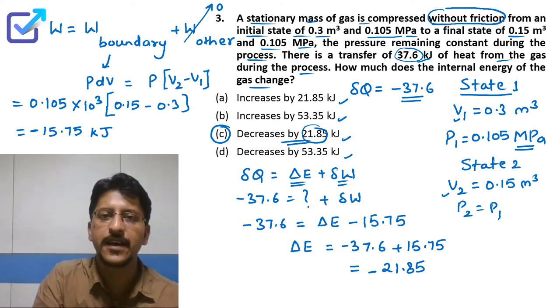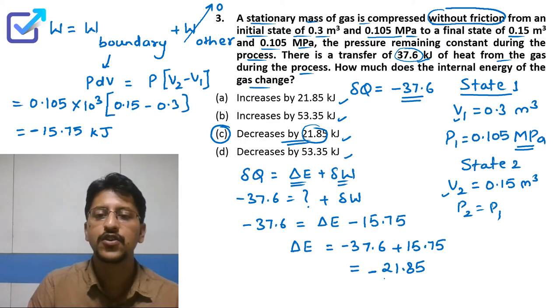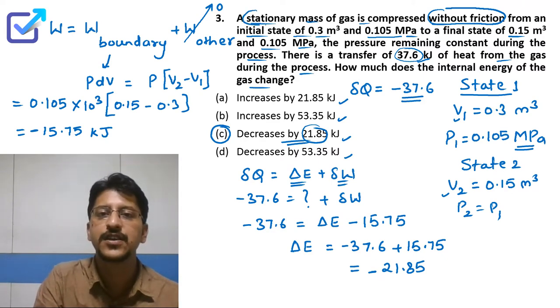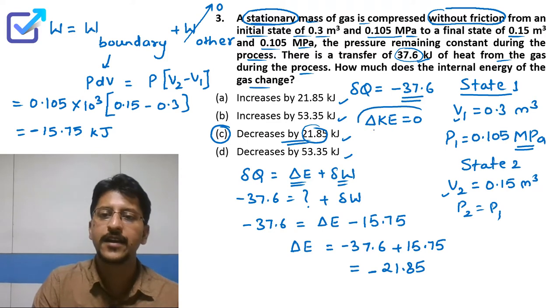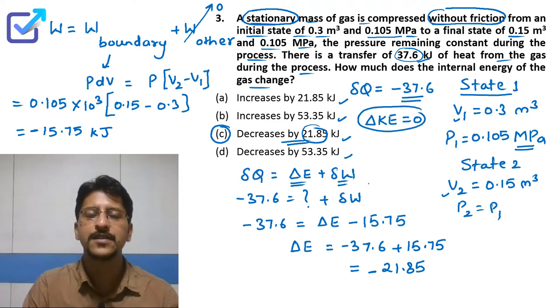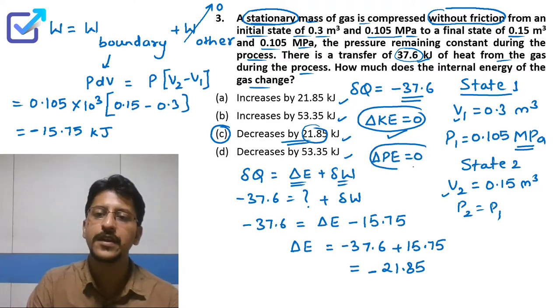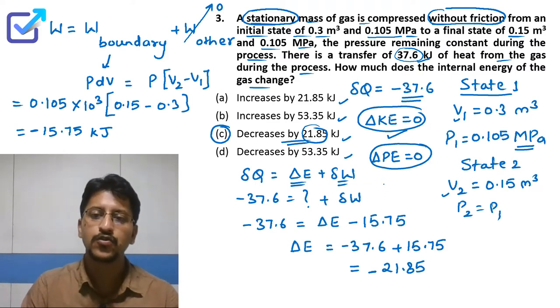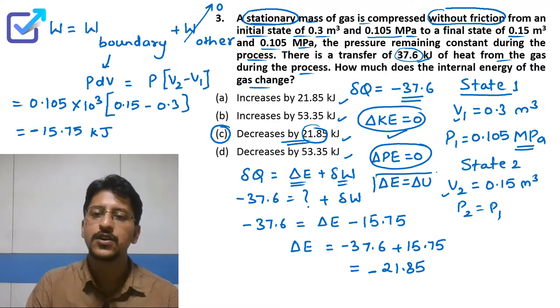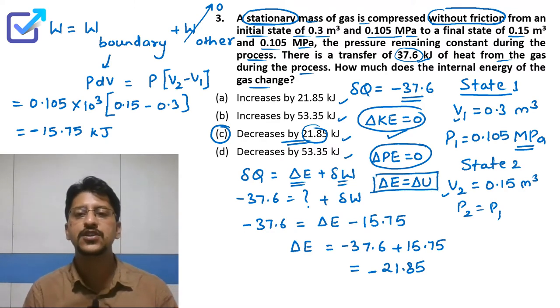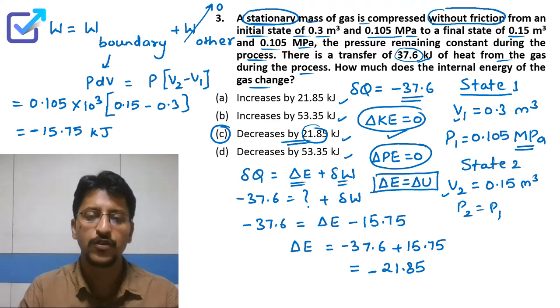21.85. Also, one more concept is there. Why am I calling this an internal energy or the total energy? Because it's a stationary system. A stationary system means its change in kinetic energy will be zero. So whether you write it as delta E or delta U, both have the same meaning, since the change in kinetic energy is zero and nothing has been mentioned about the change in the datum head. So the potential energy change will also be zero. Okay, so we can write that this delta E will also be equal to delta U, that is the change in internal energy, or you can say the change in overall energy, both have the same meaning.